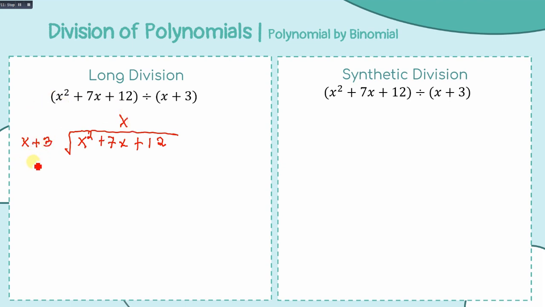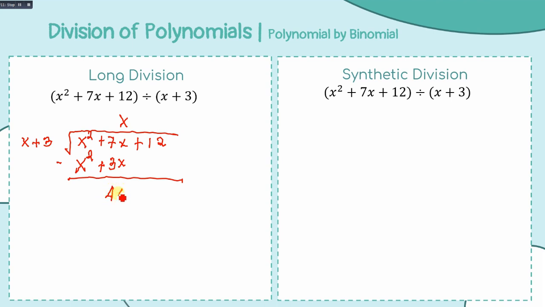So we will get the answer of x squared. So x times x is x squared. And then x times 3, we have 3x or positive 3x. Okay, and subtract now. For the answer, x squared minus x squared, we have 0, and 7x minus 3x, we have the answer of 4x.